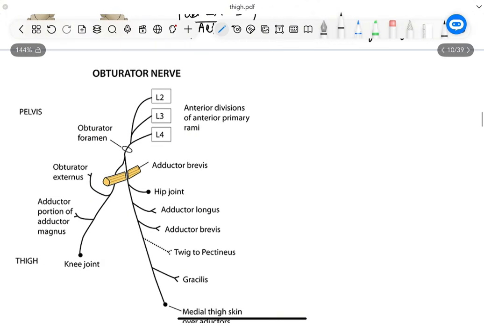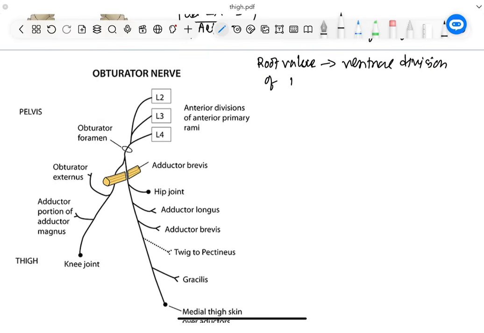Now, come to the nerve supply of the medial compartment of the thigh. Femoral nerve I already described. So, here I am going to say only about the obturator nerve. Obturator nerve is the chief nerve of the adductor or medial compartment of the thigh. So, where is it arising from? It is arising from the ventral division. If anyone asks you, say the root value. So, it is arising from the ventral division of L2, L3, L4 of lumbar plexus.